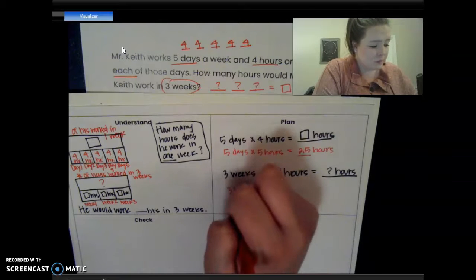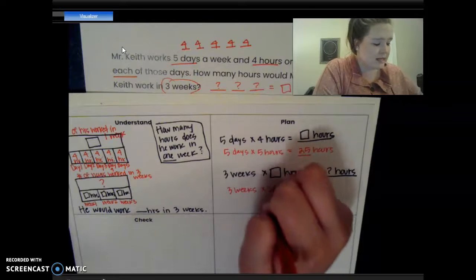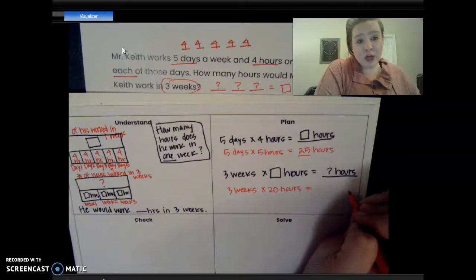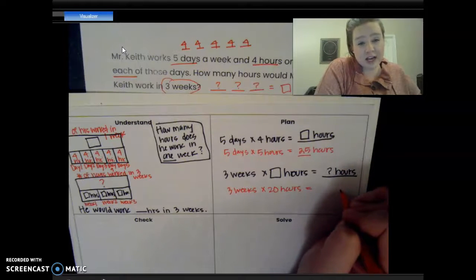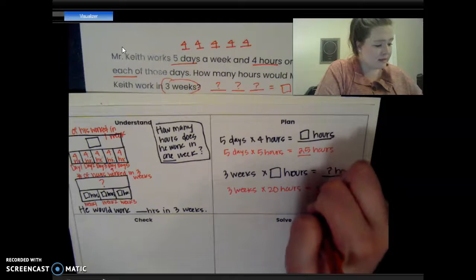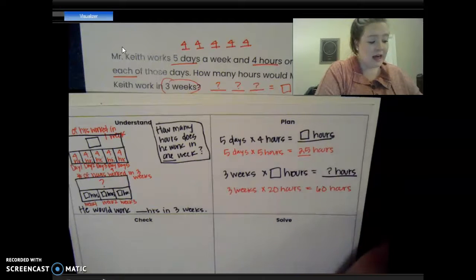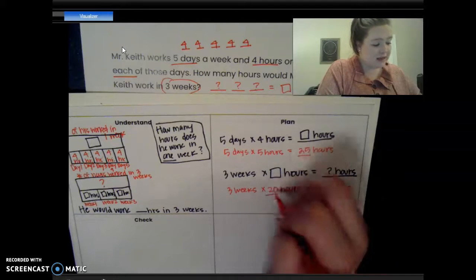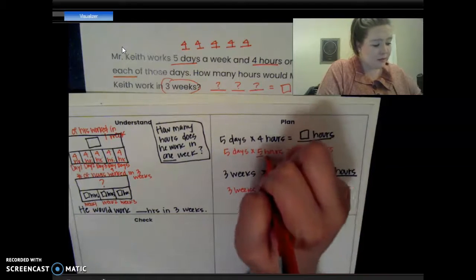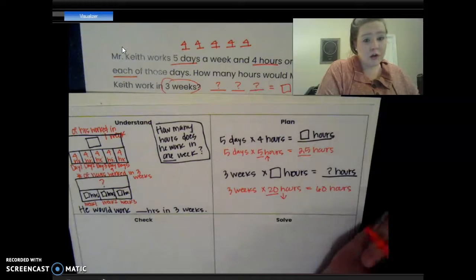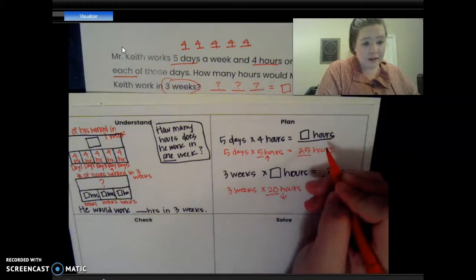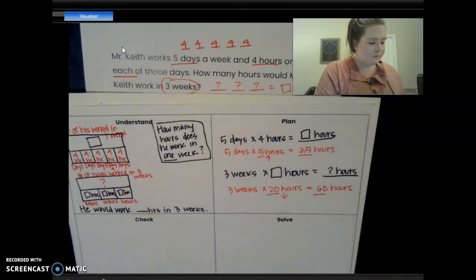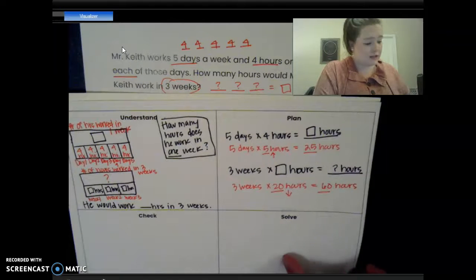3 weeks times 20 hours, because in my head, I know that if I have 20 3 times, I'm going to have 60 hours, okay? Again, so here I rounded down. This number I rounded down. This one I rounded up. So this answer is going to be higher than my actual answer. This one is going to be lower than what would be my actual answer, okay? So now let's solve them.